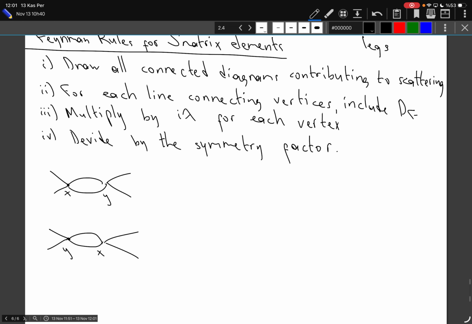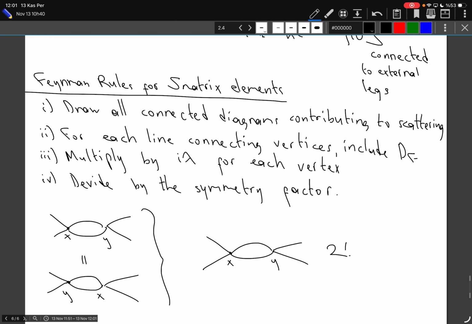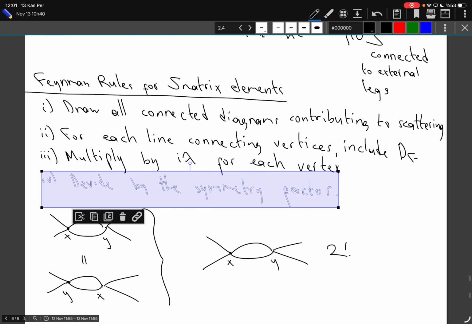There is also this contribution. But these two contributions are the same, so I just calculate one of them and multiply by 2 factorial. Well, in the second order in the exponent, I also had 1 over 2 factorial, so they cancel. The only thing that remains is the so-called symmetry factor.